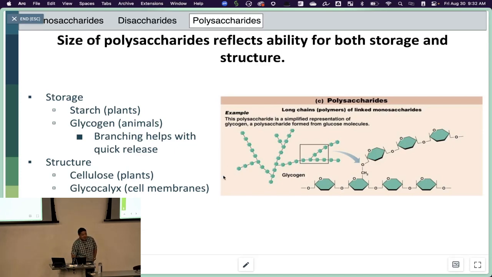By having branches. Because if you have a branch, check this out. You could break off this glucose the same time you break off this glucose, the same time you break off this one, and this one, and that one, and that one, and that one, and instant glucose into the bloodstream. So that is a structure-function relationship. The structure being the branching, the function being the quick release of the stored glucose you have.